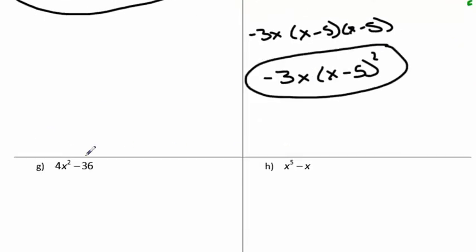Let's look at part G. Part G only has two terms. Notice that you can divide them both by 4. Let's do that to begin. So we're going to have 4 times x squared minus 9.